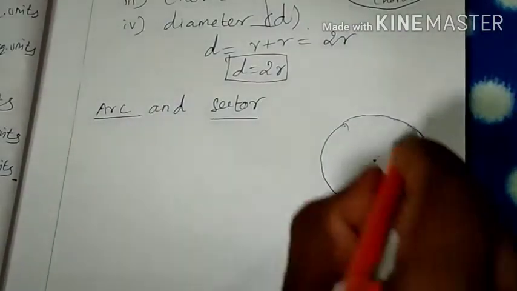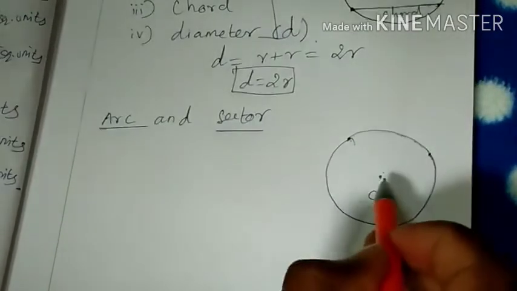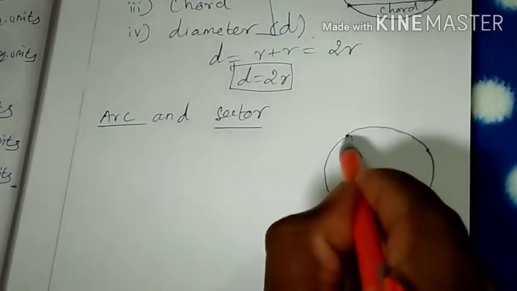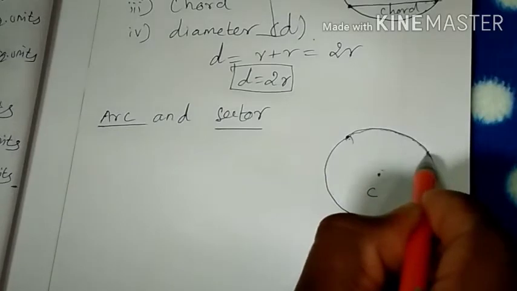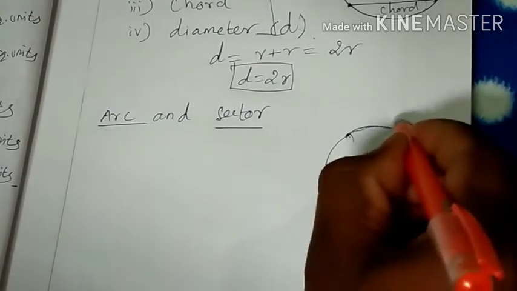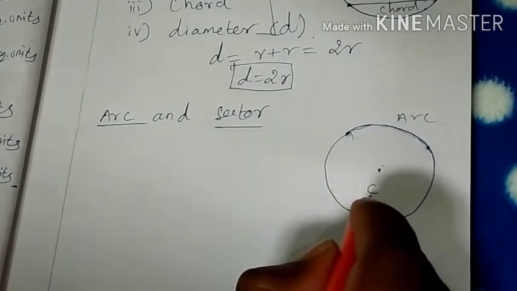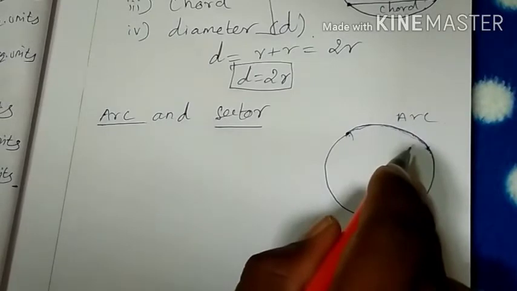Draw a circle. If you consider any two points on the circle, the part of the traced curve between the points is an arc. This is an arc of the circle.